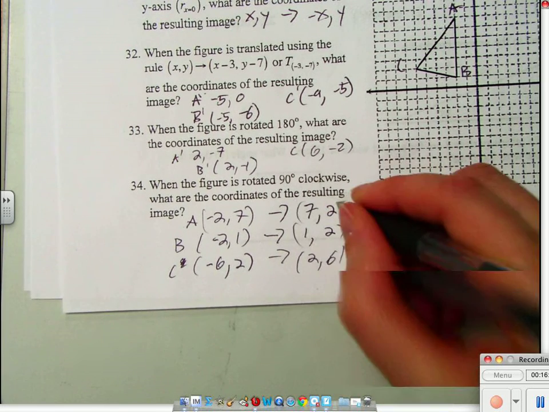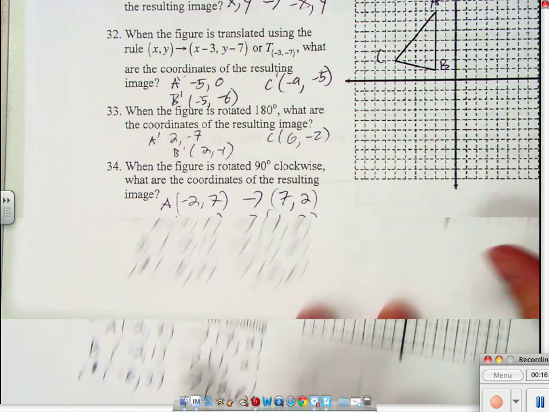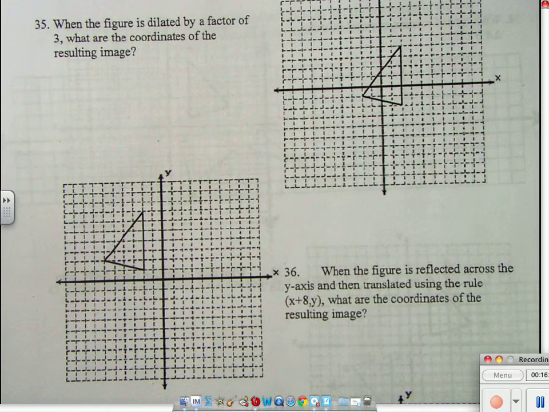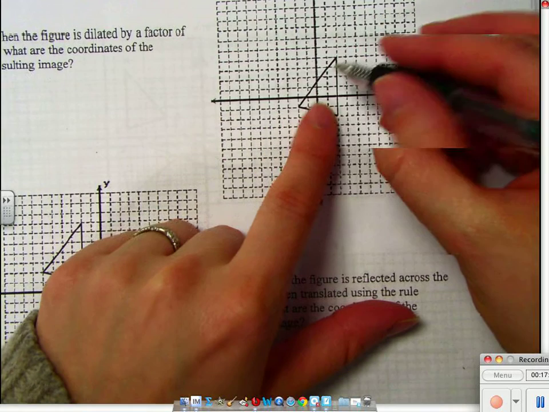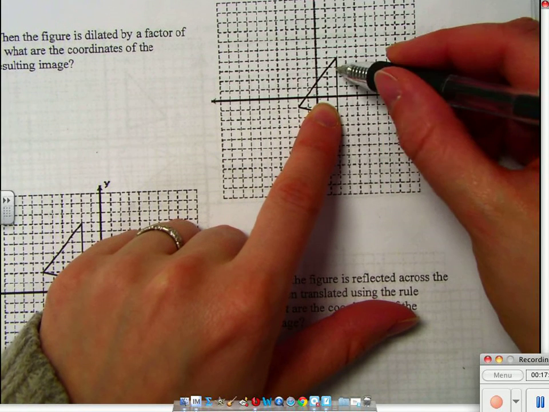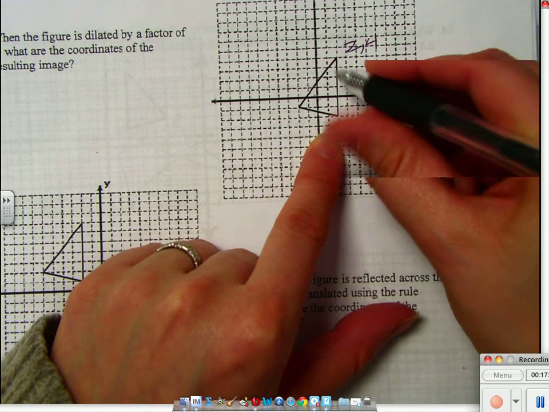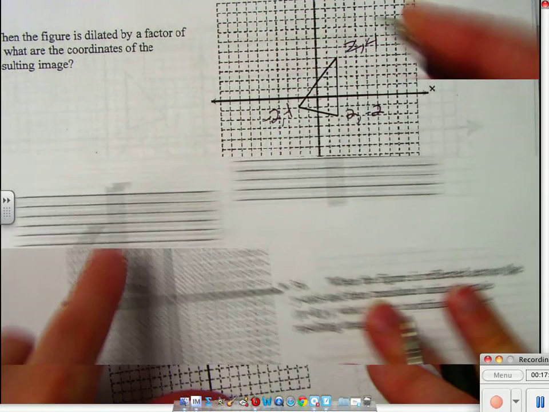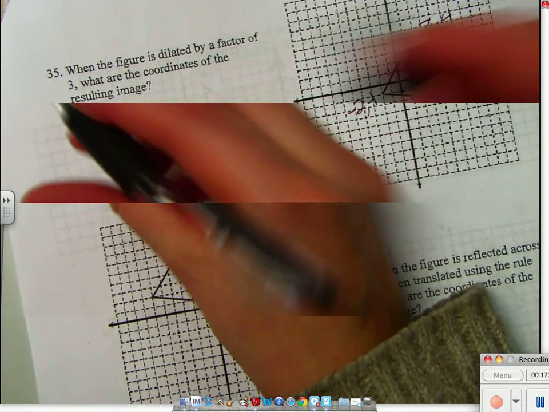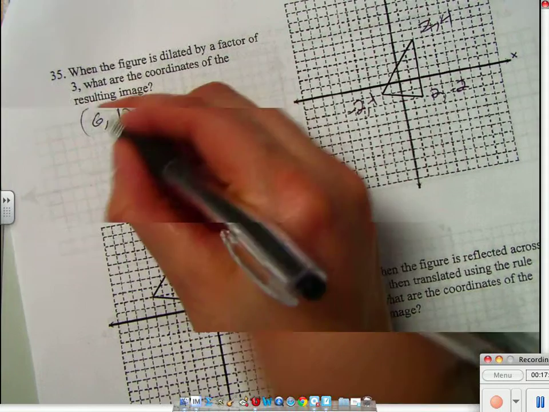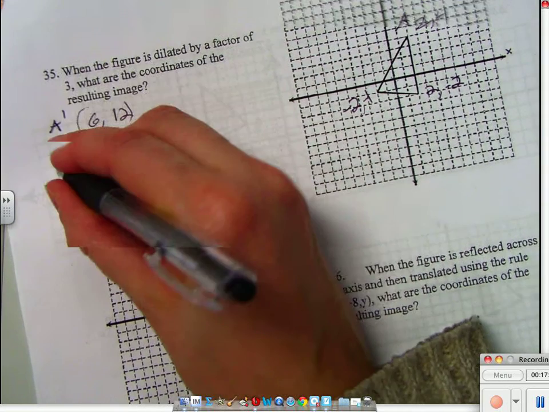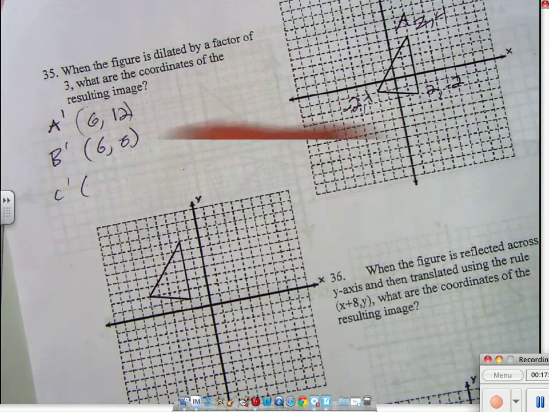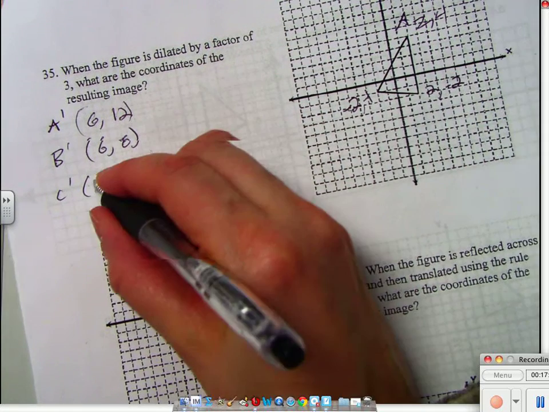Okay. All right, let's look at 35. When the figure is dilated by a factor of 3, what are the new results? So again, I would write these down. So this point right here is 2, 4. This is 2, negative 2. And this is negative 2, negative 1. So we're just multiplying them by 3. So instead of 2, 4, it's going to be 6, 12. And I'm going to label this one A, just so we know. My new B, instead of 2, negative 2, is going to be 6, negative 6. My new C, instead of negative 2, negative 1, it's going to be negative 6, negative 3, because we just times them by 3.